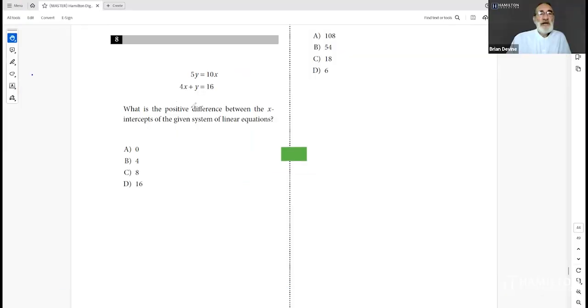Question 8. What is the positive difference between the x-intercepts of the given equation? Well, remember, an x-intercept is going to be when y equals 0. And here, if y equals 0, x is 0. And over here, if y equals 0, then we're going to intercept at 4, 0. And so I wanted to know what's 4 minus 0 equal to? Well, it was 4 yesterday and the day before. I'm assuming it's going to be 4 today and tomorrow, but I'm going to gamble and I'm going to say 4.